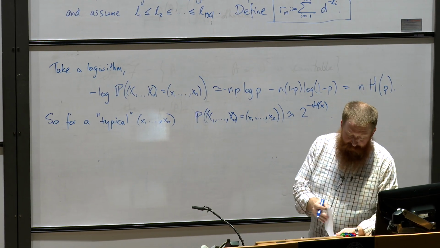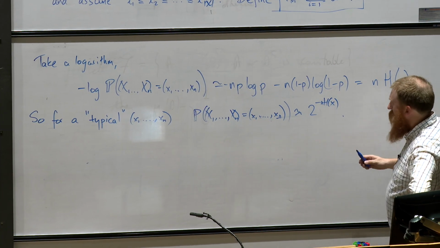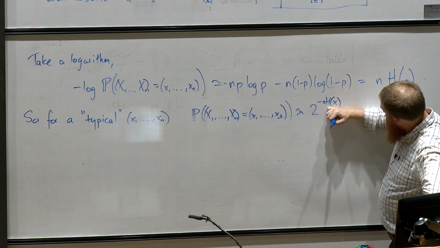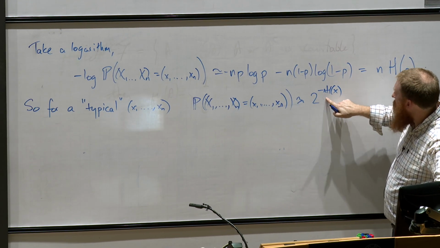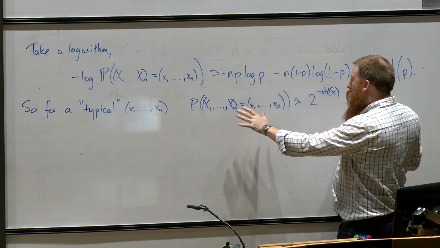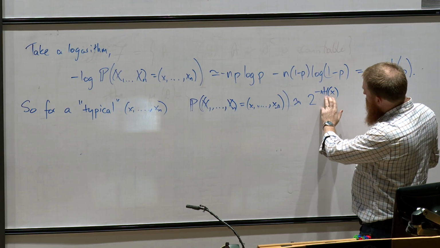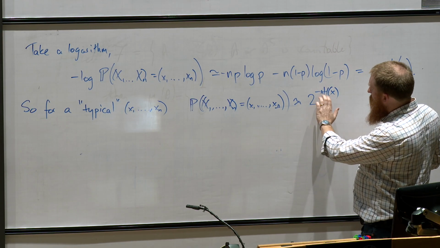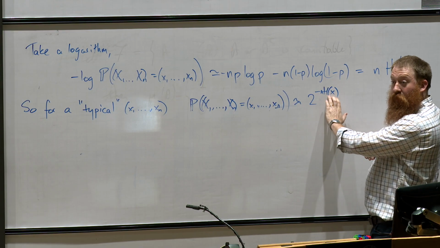So, a couple of things before we do that. First of all, how many of these sequences are there? Well, you look and you see this probability, they're sort of all equally likely, and this is a whole lot less than 2 to the power of n, because h is generally going to be less than 1.